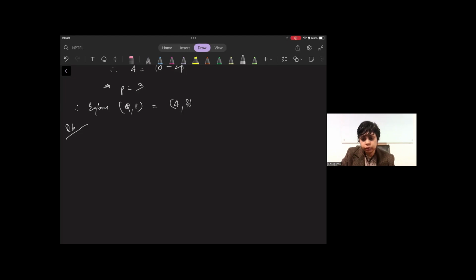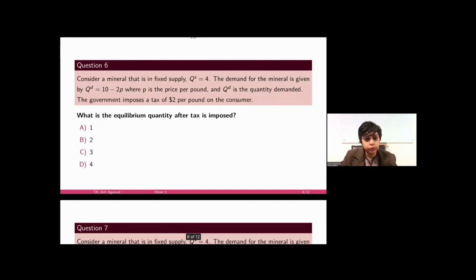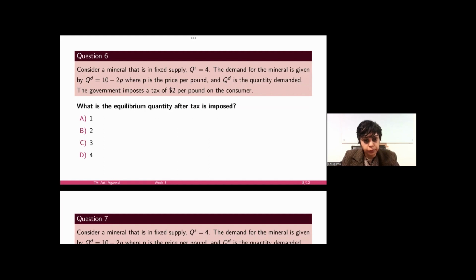Did everyone get this? I'm just going a little bit fast for the equilibrium part because I think, hopefully, it is simple. Now, let's go to this part. What is the equilibrium quantity after tax is imposed? Right? Equilibrium quantity after taxes imposed. And who is paying the tax now? Consumer is paying the tax. Right now, again, I'm muting myself. Just give yourself 2 minutes, just think about the question. Okay, don't start writing until you have first spent some time thinking about the question.